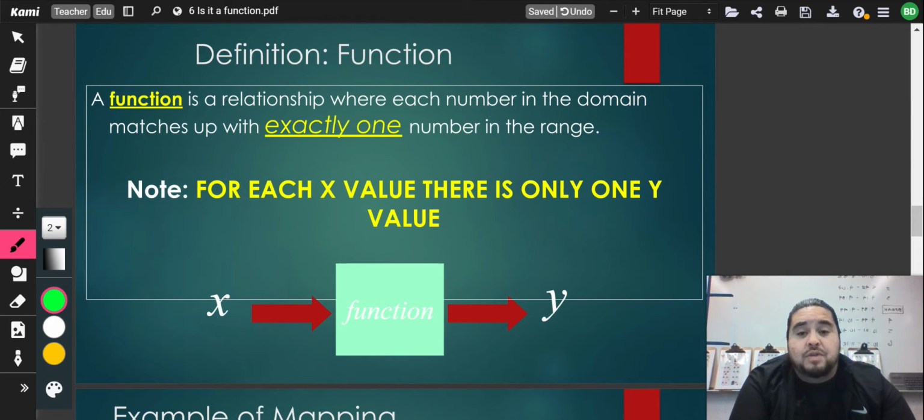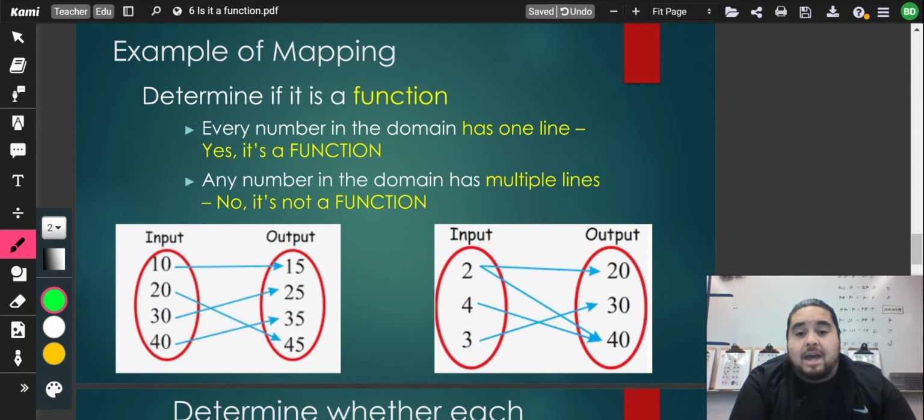So what we're going to do is we're going to use this definition to determine if something is a function based on two things, mappings and a picture of the graph. Okay, so looking at our first discussion of is something a function, we're going to be talking about mapping.